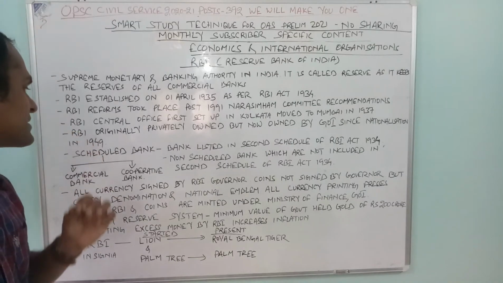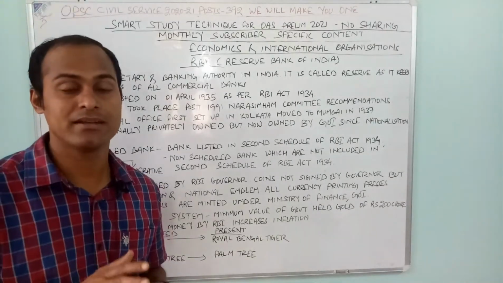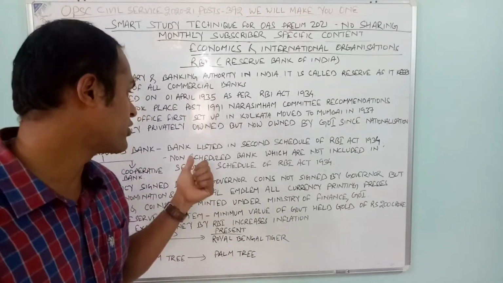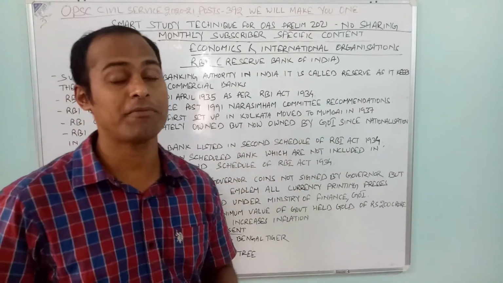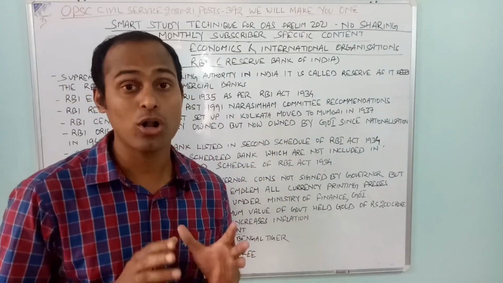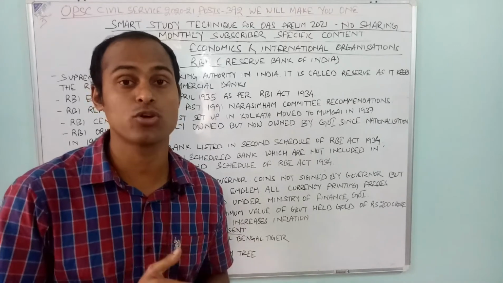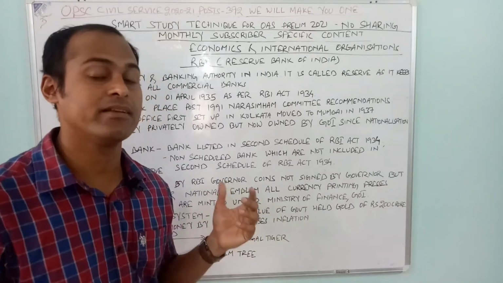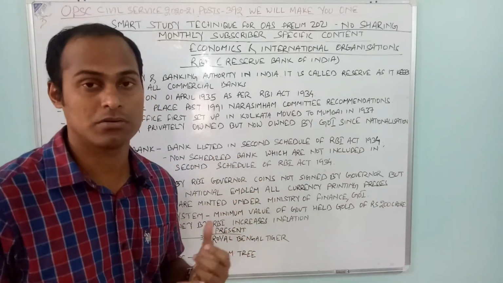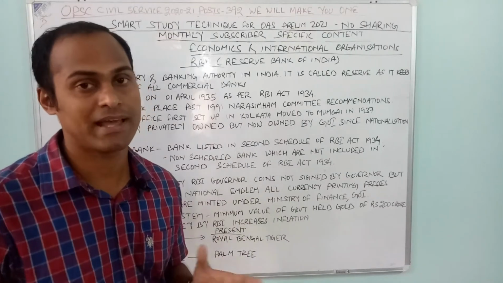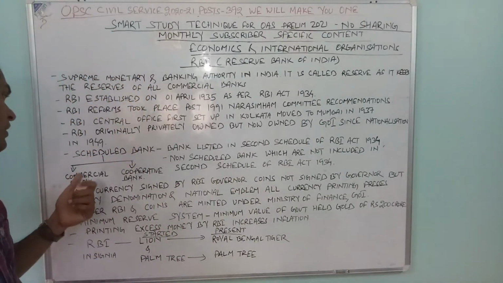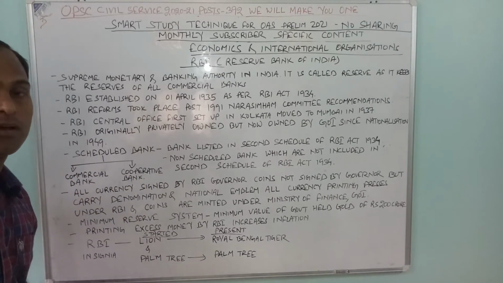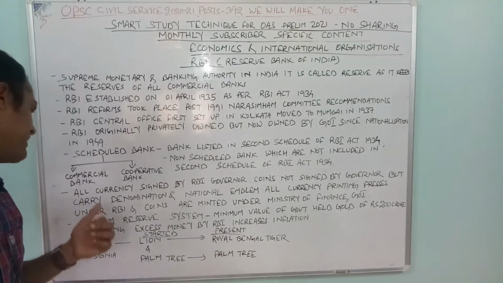Then what is a scheduled bank? You must have seen in many news reports that they say scheduled bank. Scheduled banks are listed in the second schedule of the RBI Act 1934. All the banks mentioned in the second schedule of RBI Act 1934 come under scheduled banks, and all the banks not mentioned in the second schedule are non-scheduled banks. Scheduled banks are of two types: one is commercial bank, second one is cooperative bank.